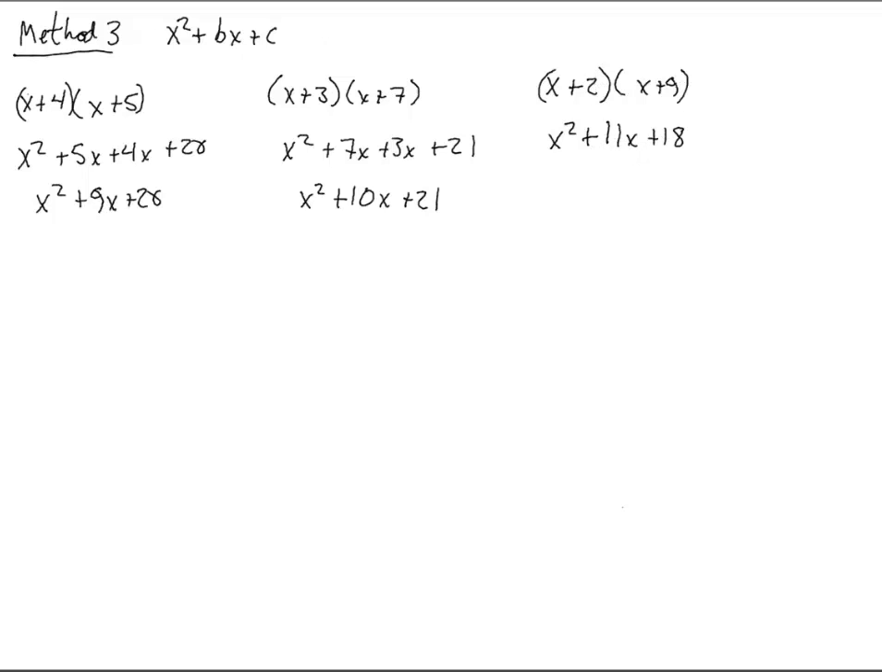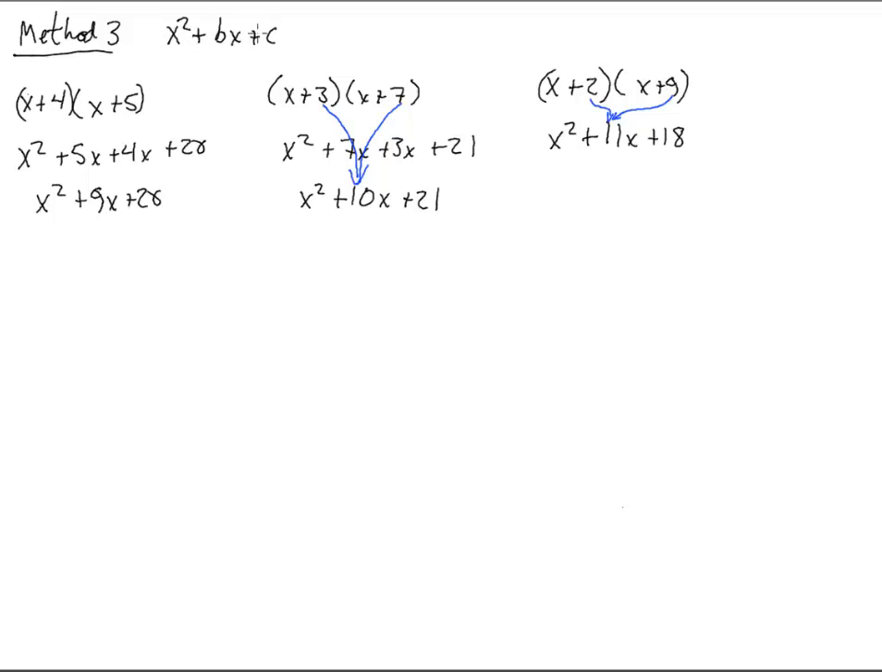So we start to see something really kind of cool that comes up here, that the 2 and the 9 add together to give you 11, and then times together to give you 18. Notice what happened here. We've got the 3 and the 7 that add together to give you 10. The 4 and the 5 add together to give you 9, and times together to give you 20.